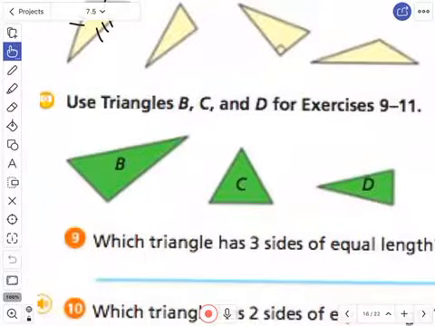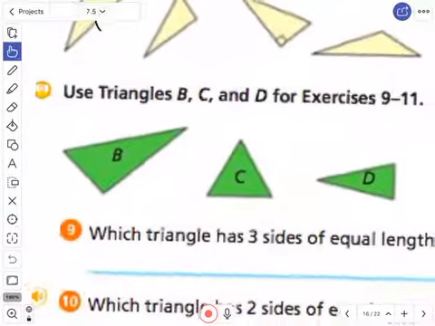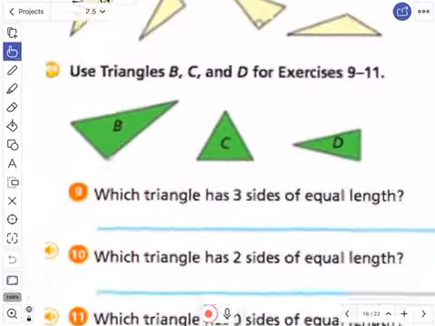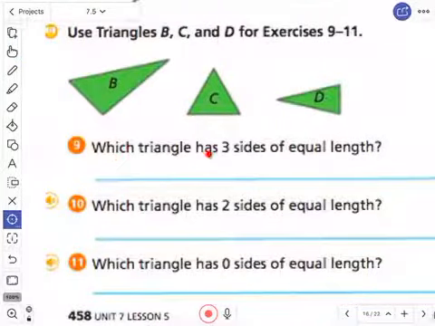So then when I look down here, it says use triangles B, C, and D for exercises 9 through 11. Basically questions 9, 10, and 11, I'm going to use B, C, and D. Which triangle has three sides of equal length? I can try to get a ruler, but I think I can do a pretty good estimate of which one has equal length. Number 10, which triangle has two sides of equal length? I think I can kind of tell which one is maybe more equal. And then 11, which triangle has 0 sides of equal length? No sides equal.